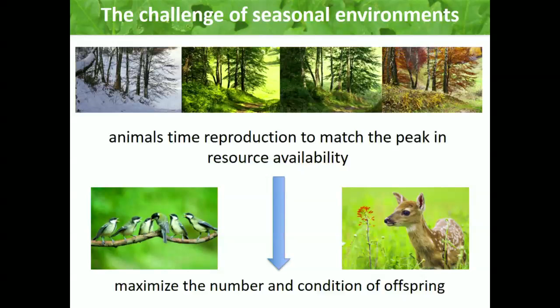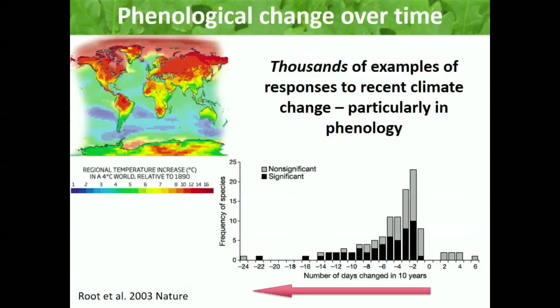So in seasonal environments that are characterised by a transient peak in resource availability, animals that can time their reproduction to coincide with this peak in resources will maximise their reproductive success. And as Ben showed in the previous talk, timing of breeding can actually be subject to quite strong natural selection. And in line with this, over recent decades, as climates have become warmer and springs have been shifting earlier, we've actually seen lots of examples of species shifting their life history events earlier in time.